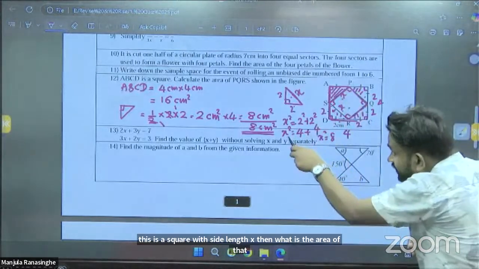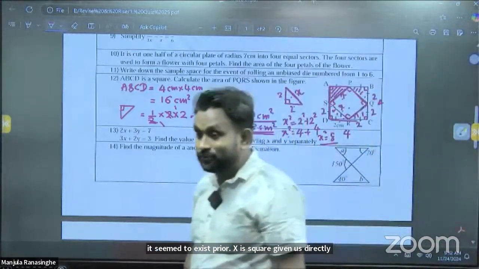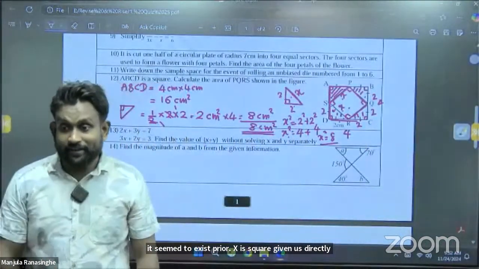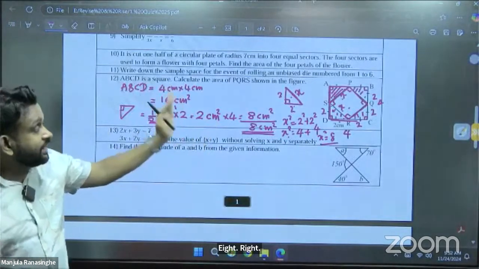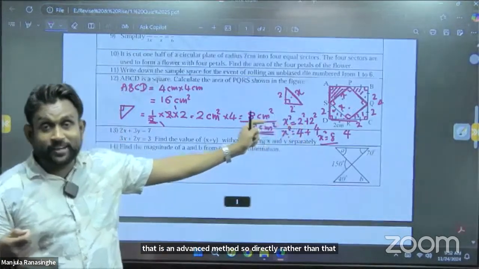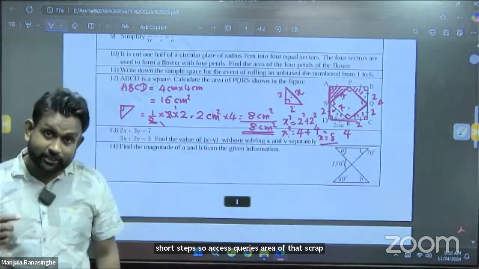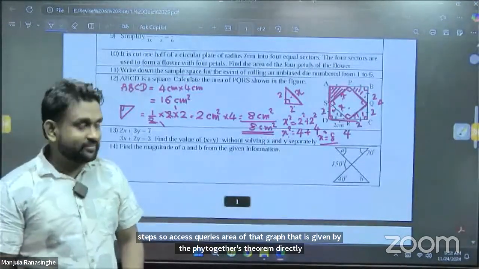x squared is given directly by the Pythagoras theorem. Which value? 8. Right. That is an advanced method, with short steps. So x squared, the area of that square, is given by the Pythagoras theorem directly: 8 square centimeters. Okay. Right.